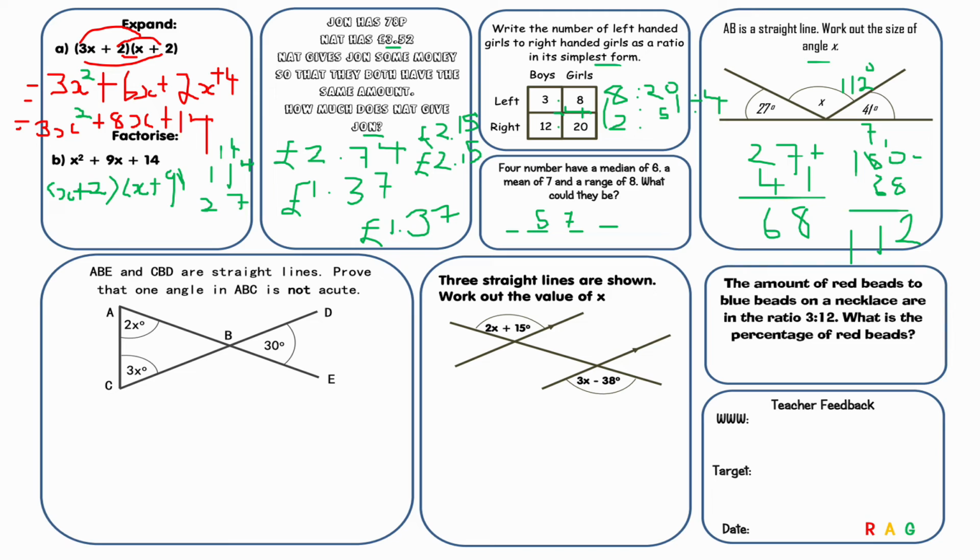The range needs to be 8. That means the biggest number, take away the smallest number, needs to be 8. But the mean has to be 7. So when I add them over here and divide it by 4, I should get 7. So the total needs to be 28, guys, for this to fit correctly.